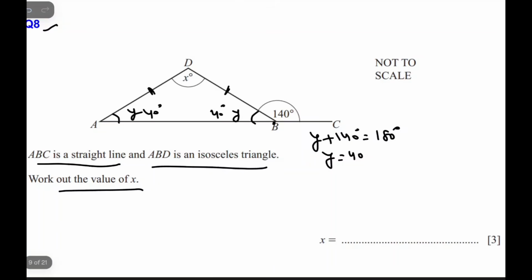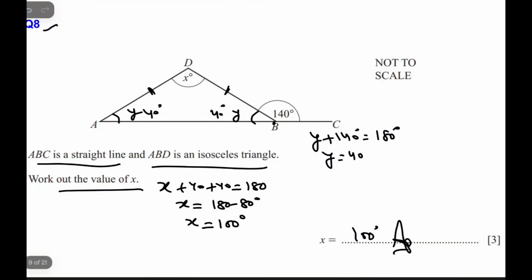Now the sum of angles of a triangle is 180 degrees. So x plus 40 degrees plus 40 degrees is 180 degrees. So x will be 180 degrees minus 80 degrees. So the x value will be 100 degrees. So 100 degrees will be our answer.